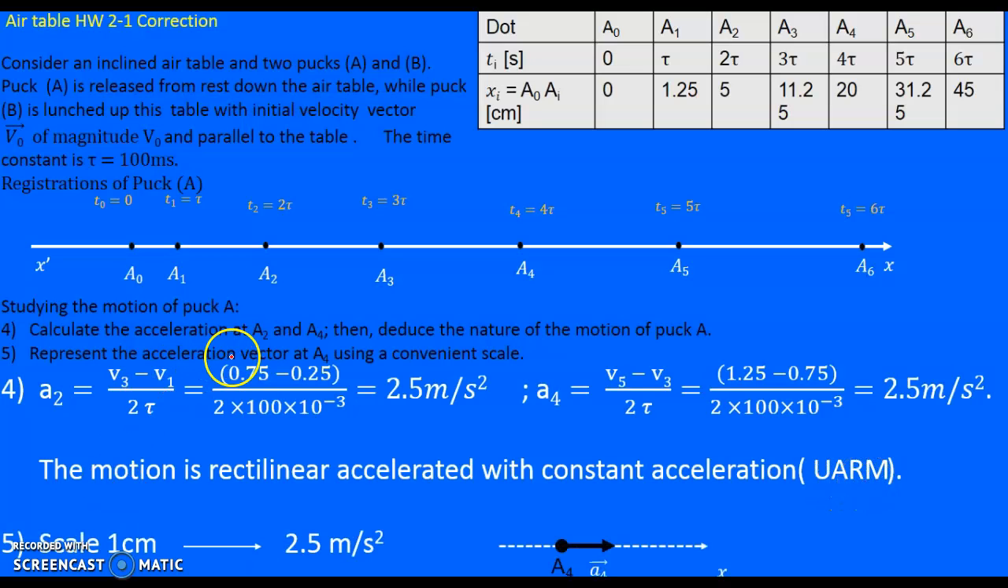And finally, represent the acceleration vector at A4 using a convenient scale. Because the obtained acceleration is positive, it is going to be in the positive sense of the x-axis. So the vector representing the acceleration is in the positive sense of the x-axis, as you can see, and taking the scale 1 centimeter for 2.5 meter per second squared, and it's already equal to 2.5 meter per second squared, this means that the length of the vector is 1 centimeter. So you have to draw the line, show the arrow, and write the A4, the name of the vector.